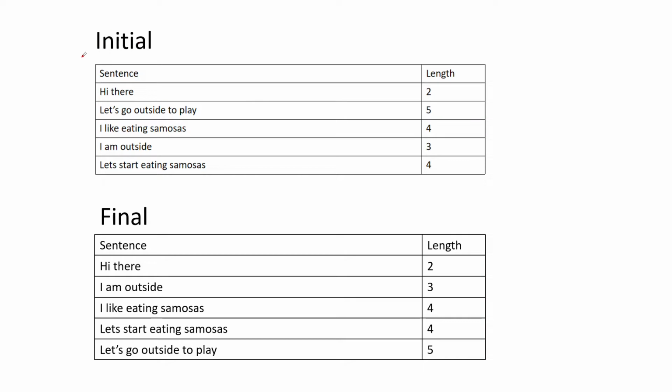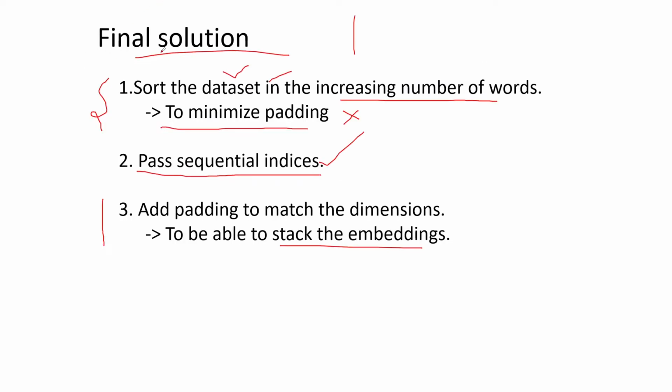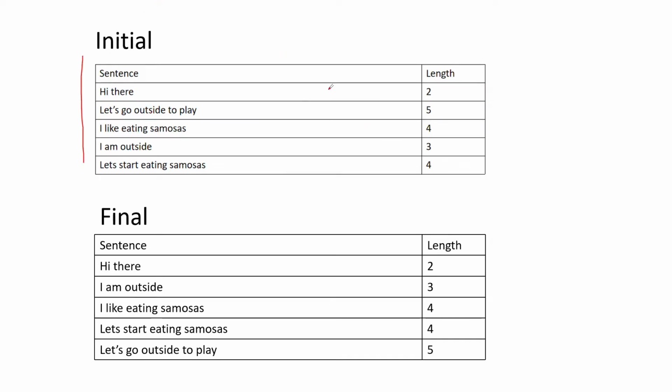So initially we had this, right? The first step is to sort the data set. So we can see 2, 5, 4, 3, 3. This is not sorted. So what we do is we sort all the sentences. Now you can see this is sorted: 2, 3, 4, 4, 5. This is in increasing order. This is step number 1.